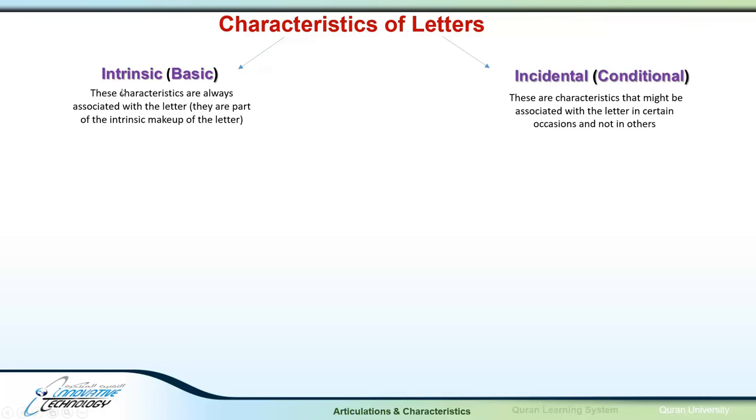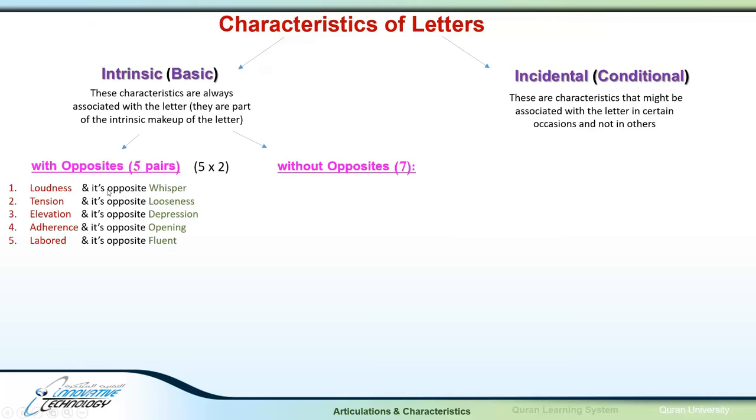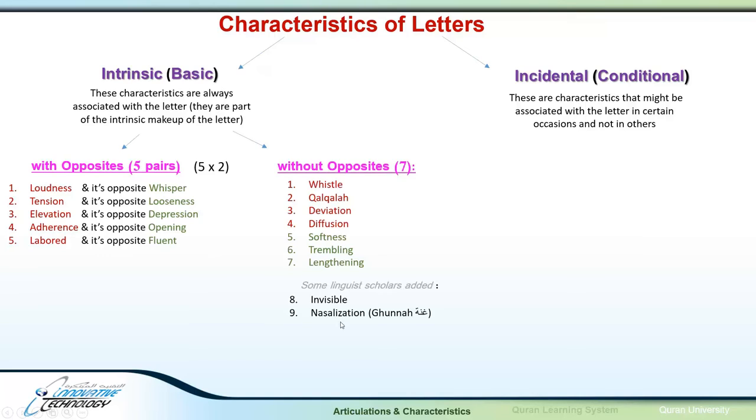Now, the basic intrinsic characteristics can be further divided into those characteristics with opposites, and those are 5 pairs, 5 by 2, a total of 10. And the other group are those characteristics without opposites, and they are 7. Now, the 10 characteristics are those, and we will discuss them in detail in a few minutes. And the other 7 are these, and some scholars added another 2 to make the total of 9.